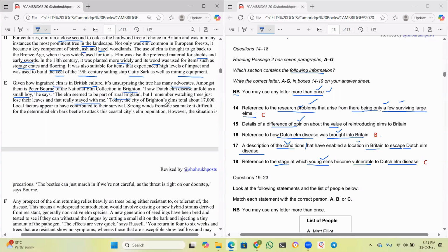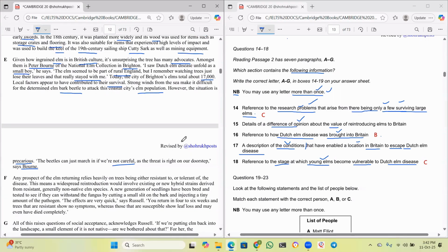Today, the city of Brighton's elms total about 17,000. Local factors appear to have contributed to their survival. The strong winds from the sea make it difficult for the determined bark beetle to attack the coastal city's elm population. However, the situation is precarious. The beetles can just march in if we are not careful, as the threat is right at our doorstep, says Bone. Now here he spoke about the location, that is Brighton, right? And also he described the conditions here. What is it? A description of the conditions.